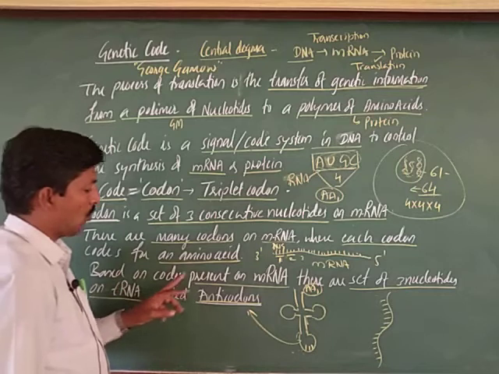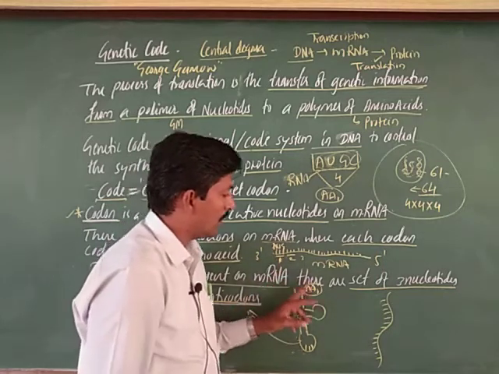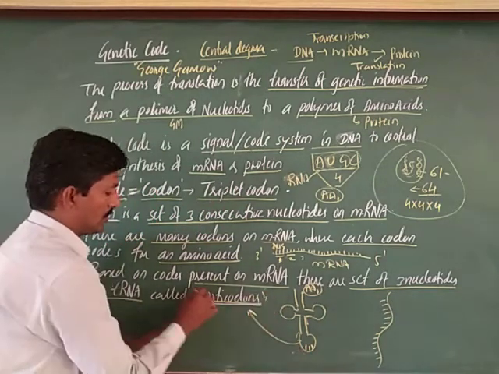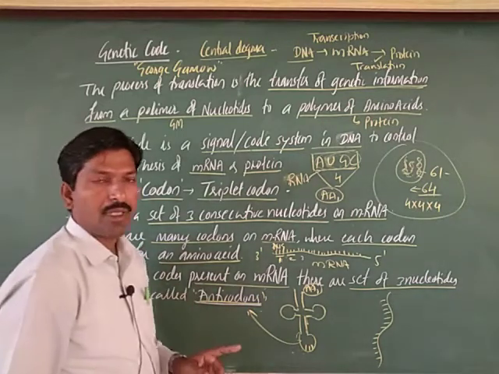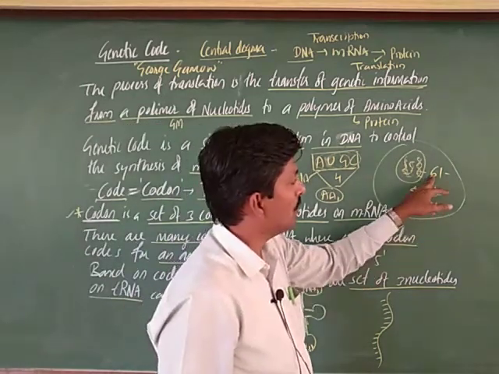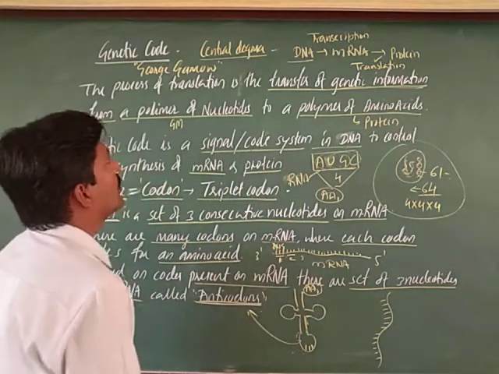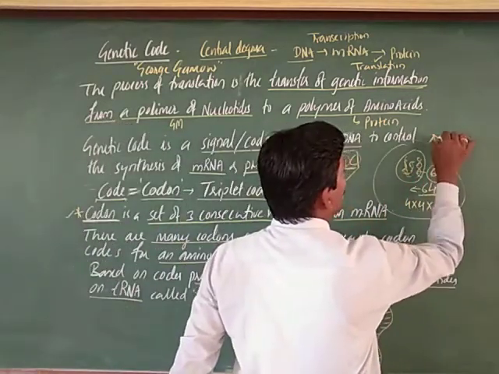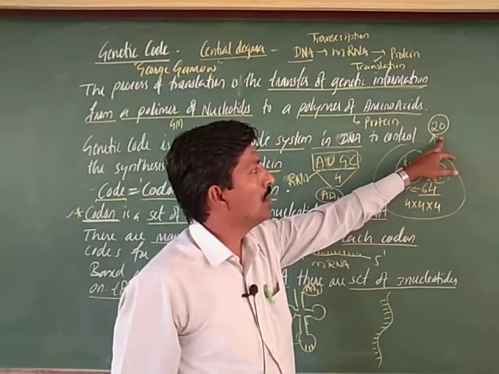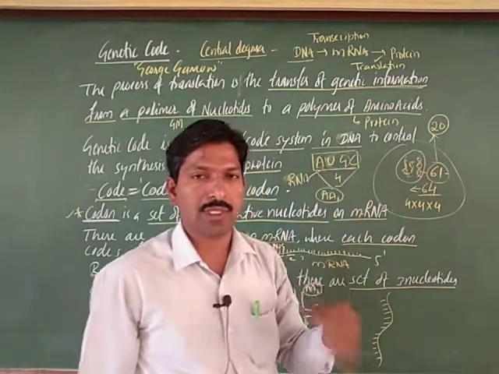So based on the codes present on the mRNA, there is a set of 3 nucleotides on tRNA called anticodons. These are the codons and anticodons you should remember. There are totally 64 triplets. Out of these, 61 are referred to as codons because they code for the amino acids. There are actually only 20 amino acids, so these 61 codons code for 20 amino acids. So more than one codon can code for the same amino acid. But it is said to be universal. We will discuss that in the salient features.